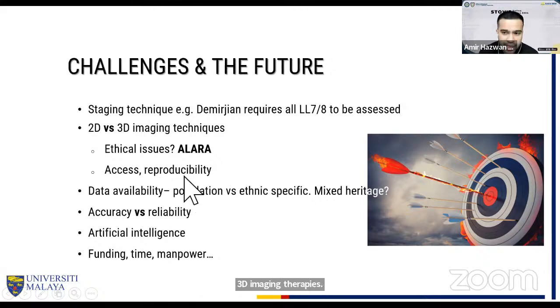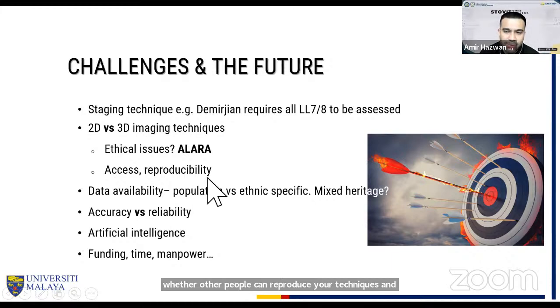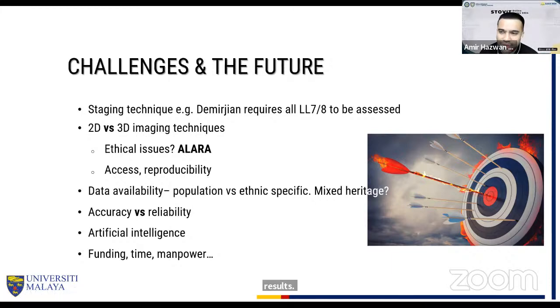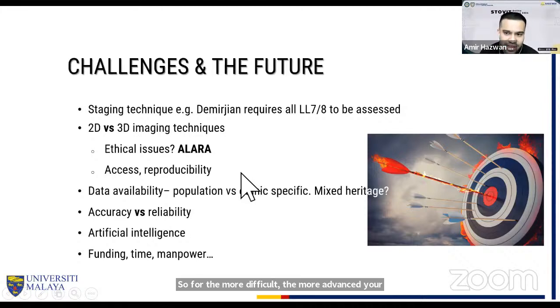Reproducibility: whether other practitioners, other scientists can perform the same way as you perform. This is what reproducibility means, whether other people can reproduce your techniques and results. The more difficult, the more advanced your technique, sometimes it's less reproducible. Maybe it's more accurate, but it's not as easy to replicate.